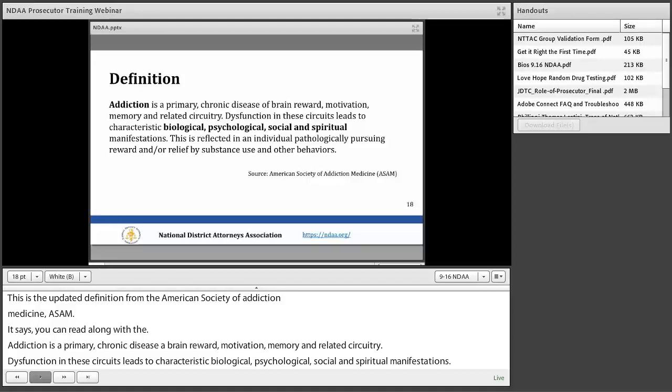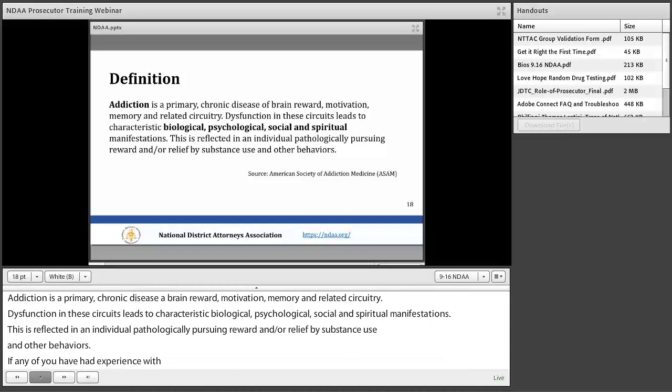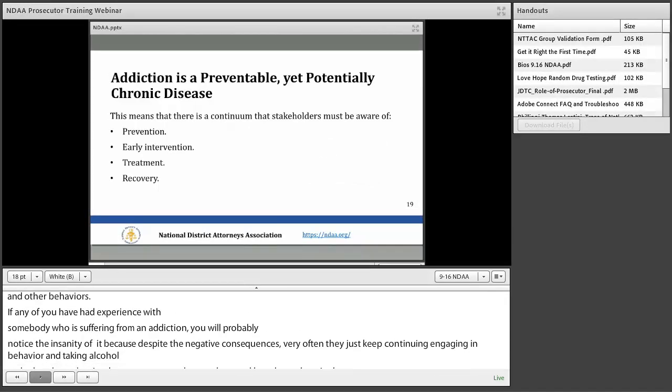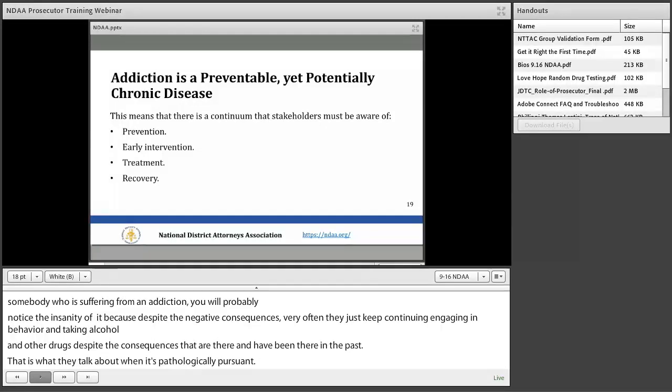If any of you have had experience with somebody who is suffering from an addiction, you'll probably notice the insanity of it, because despite the negative consequences, very often they just keep continuing engaging in behavior and taking alcohol or other drugs despite the consequences that are clearly there and have been there in the past. And that's what they talk about when it's pathologically pursuing. And again, I just mentioned this before, so it's really important to understand that addiction is preventable, but it's also potentially chronic and potentially deadly.